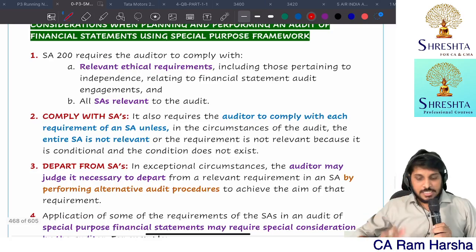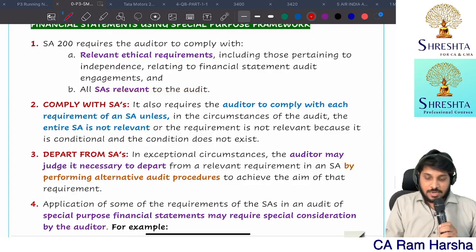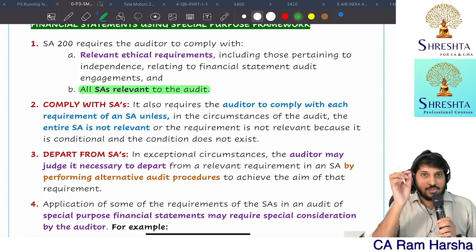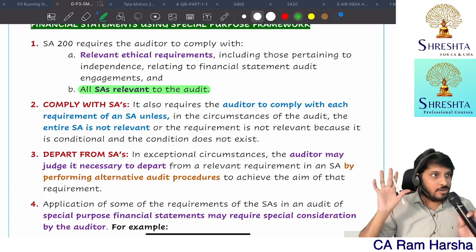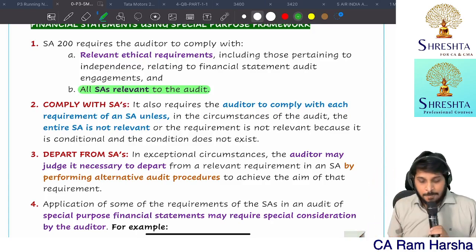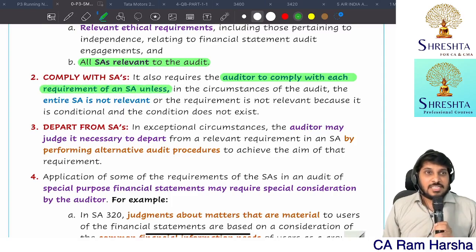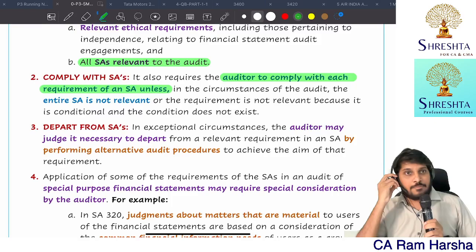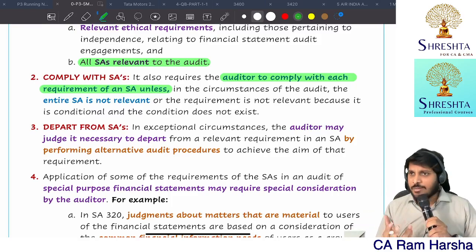Now, finally, considerations when planning the audit. Remember, you have to comply with all standards that are relevant to the audit. SA 800 is only an additional standard for special purpose financial statements. All the standards on auditing are equally applicable for a special purpose financial statements audit, and the auditor has to comply with each requirement of the SA. For example, SA 501, pending litigations, obtain representation. That's a requirement of the SA, so you need to comply.